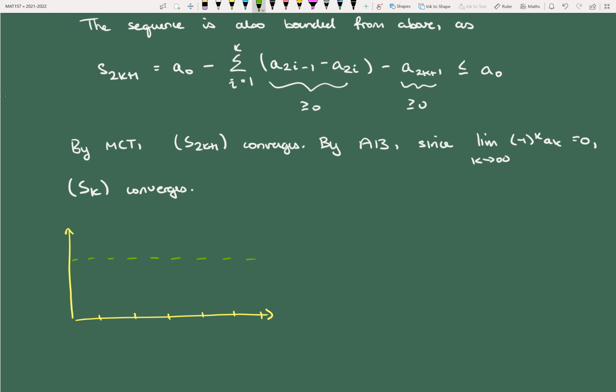Okay, and this is our sum S here. And so what we're basically saying is that, what do I want? It's got to be less than a naught, right? But we're doing the odd partials, right? Okay, so a naught starts here. And then we sort of jump around. And all we keep doing is we just keep oscillating around my sum like this.